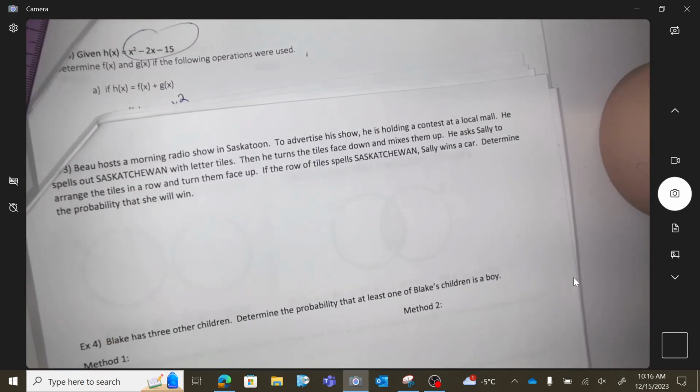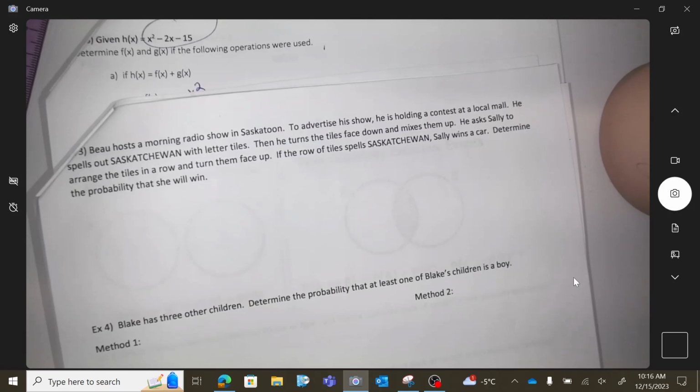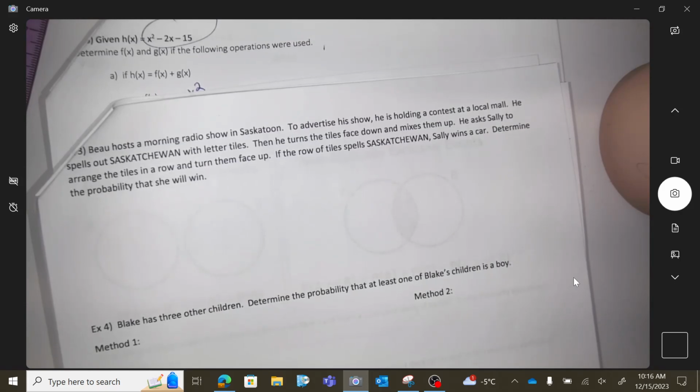Okay, we're doing a radio show in Saskatoon. The advertisement for his show. He's holding a contest. He spells out Saskatchewan with tiles, and then he turns the tiles face down, mixes them up, and he asks Sally to arrange the tiles in a row, turning them up, and if it spells Saskatchewan, she would win a car. What's the probability that she would win?